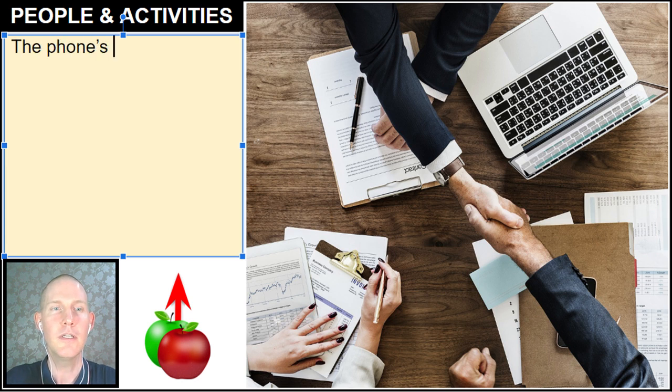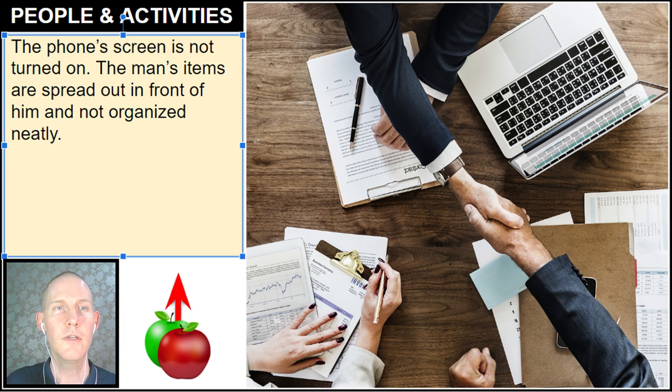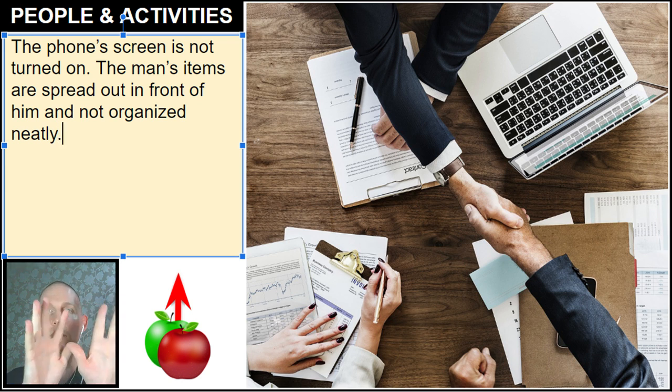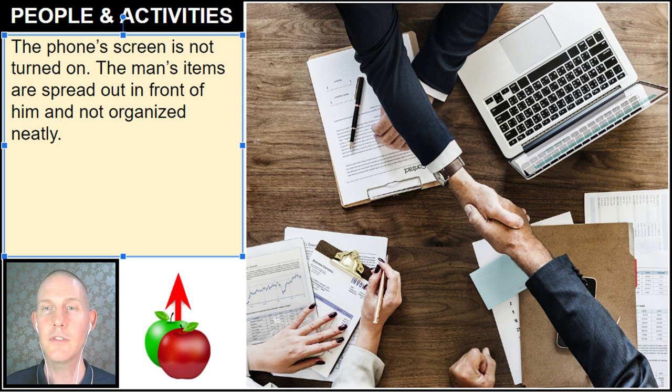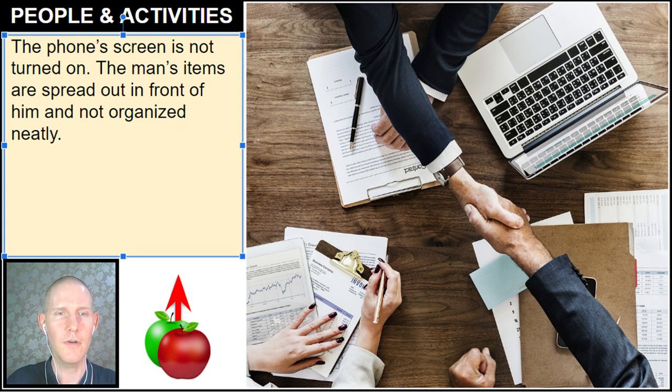The phone's screen is not turned on. The man's items are spread out in front of him and not organized neatly. So spread out just means like this, right? They're spread out. So there's a document here, there's a folder there, things are around. And it's not organized neatly, right? Neatly would be piled very neat together and very organized, tidy, I guess. All right, here we go.